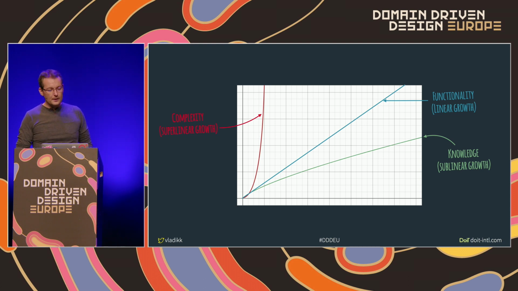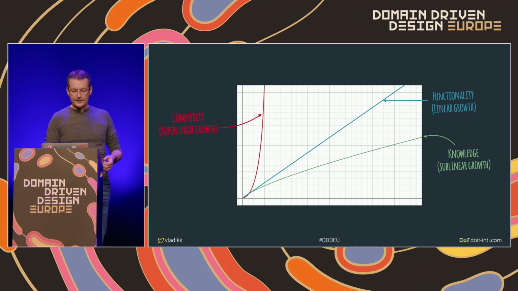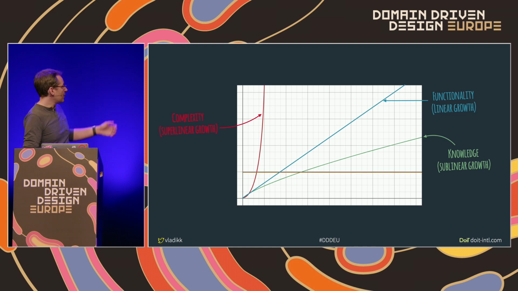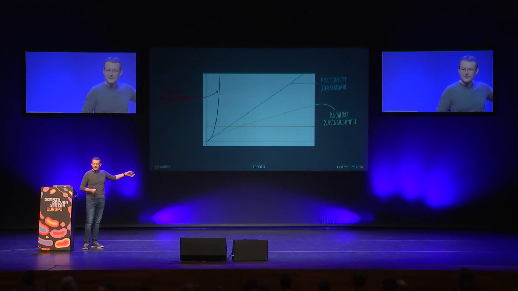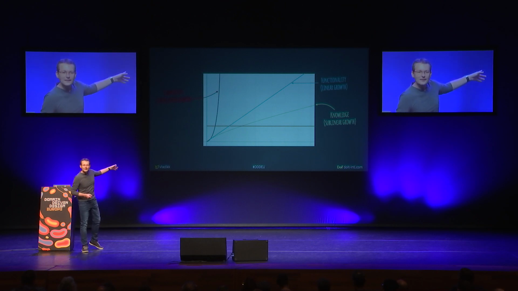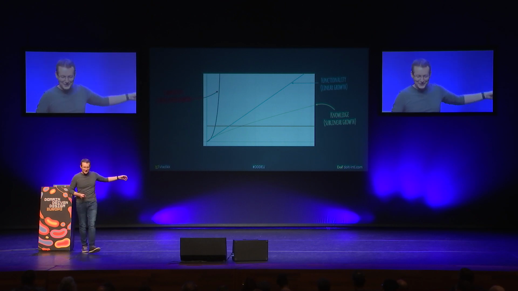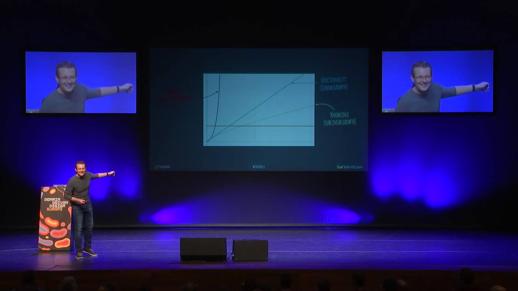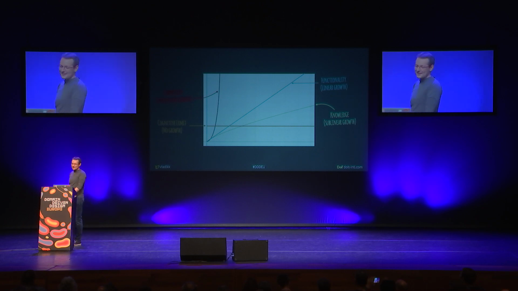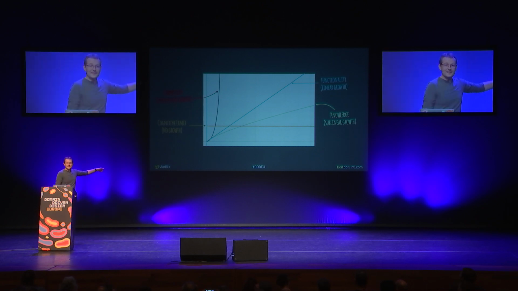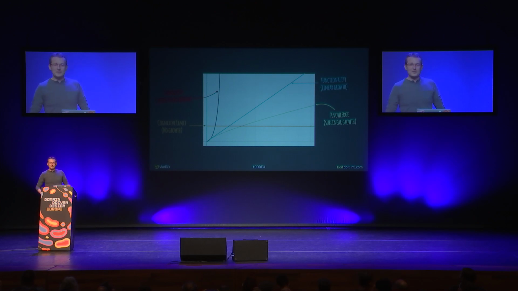Now, there is one final attribute we have to discuss here, and this is this brown horizontal line. Does anybody want to share any ideas what this is? Sorry? I cannot hear you. Yes, yes. This is our cognitive limit. This thing doesn't scale. However our system becomes bigger, our cognitive load limit stays the same.